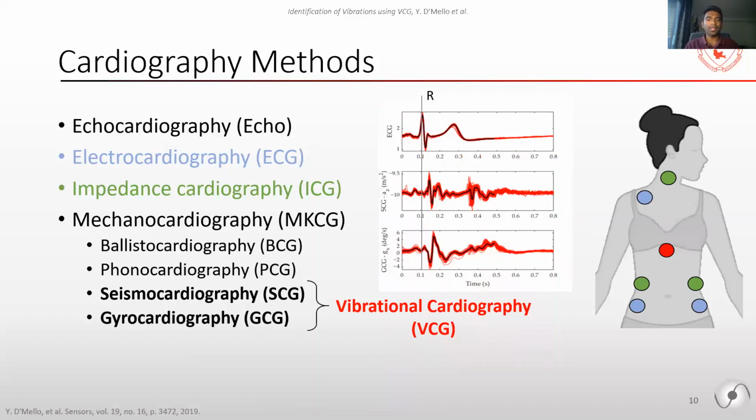There are two methods that detect vibrations at the sternum. Seismocardiography detects linear accelerations, and gyrocardiography detects rotational gyrations. Of course, they're both coupled and orthogonal to each other. They even use the same sensor. And this combined method basically detects vibrational motion in 3D space. So we call it vibrational cardiography.